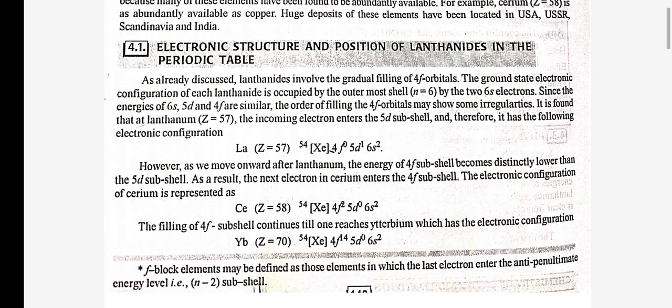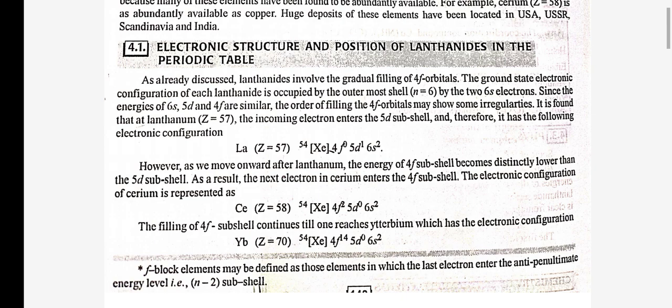Electronic structure and position of the lanthanoids in the periodic table. As already discussed, lanthanoids involve the gradual filling of 4f orbitals. The ground state electronic configuration of each lanthanoid has the outermost shell occupied by two 6s electrons. Since the energies of 6s, 5d and 4f are similar, the order of filling the 4f orbitals may show some irregularities. It is found that at lanthanum, the incoming electron enters the 5d subshell. However, as we move onward after lanthanum, the energy of the 4f subshell becomes distinctly lower than the 5d subshell. As a result, the next electron in cerium enters the 4f subshell.